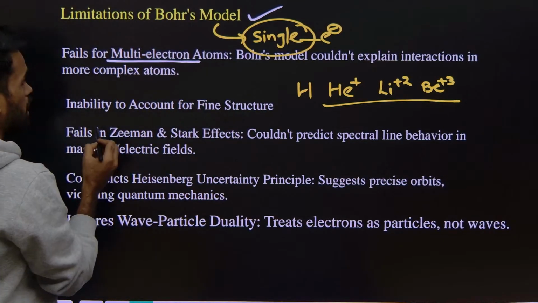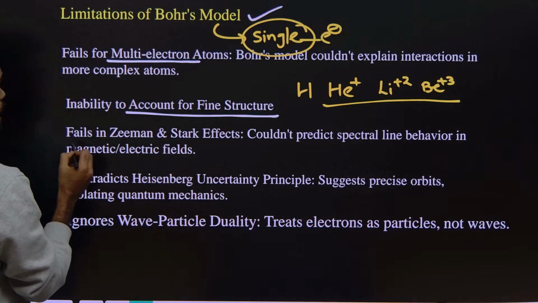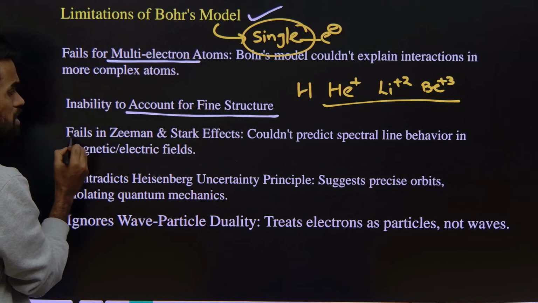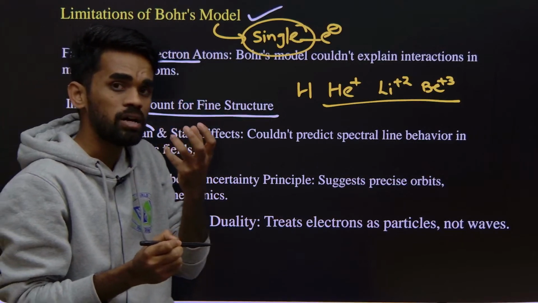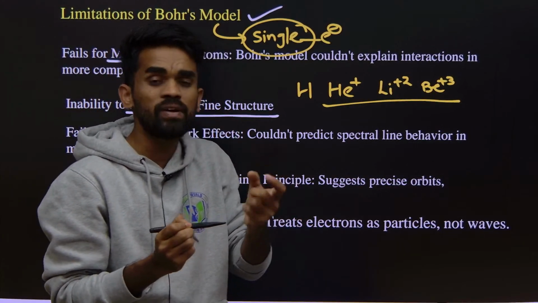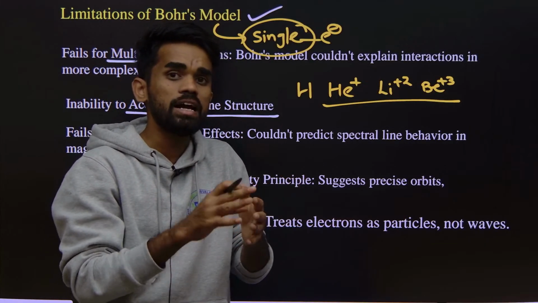Okay, and inability to account for fine spectra. And also it fails to explain the splitting of spectral lines in the presence of a magnetic field and in the presence of an electric field. These phenomena are called the Zeeman effect and Stark effect.